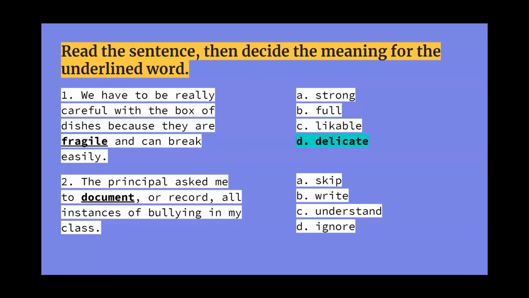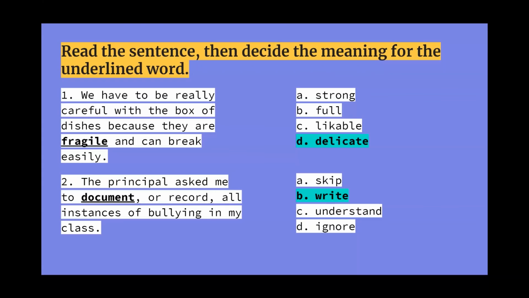For our second answer, our sentence is, the principal asked me to document or record all instances of bullying in my class. The answer I got was B, write, because when you document or record something, you write down whatever information it is. Hopefully you got that. If not, a little bit more practice.